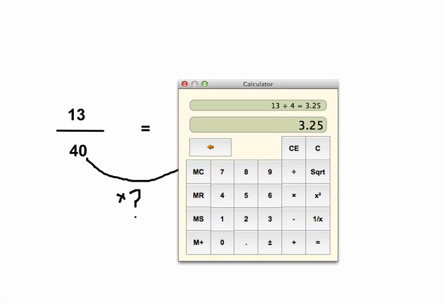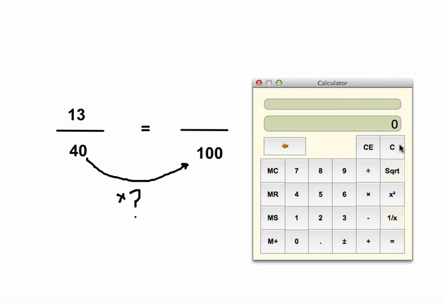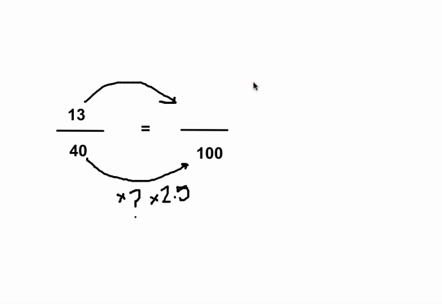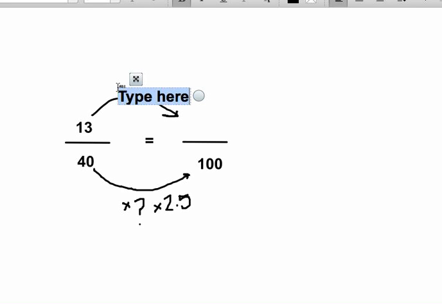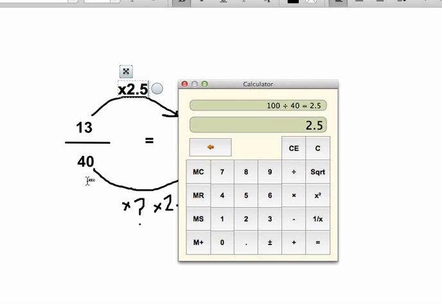So to find that and get exactly there, I'm going to do 100 divided by 40 and find out what that equals. And that's 2.5. That means that 40 times 2.5 will also equal 100. Pardon the handwriting over here. And so I know I need to multiply 40 times 2.5 to get 100. So that means I'm also going to multiply 13 times 2.5. And I can demonstrate that with the calculator as well.